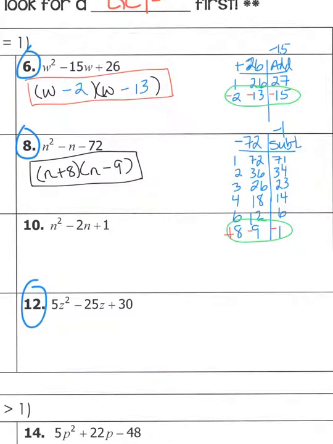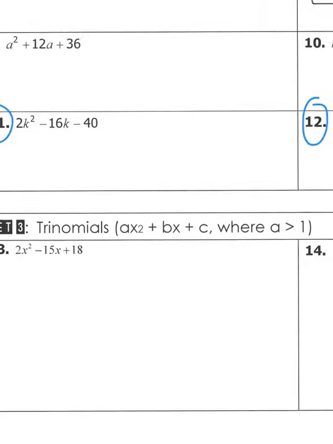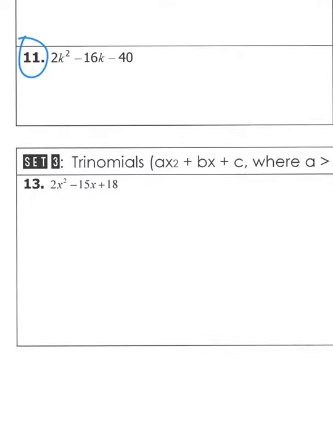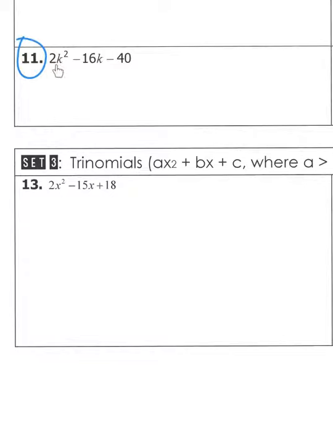All right, so let's tack something onto this. If we look at number 12, this time we have something in front of the k squared, but remember that your very first question always should be, is there a greatest common factor? Because 2, 16, and 40 are all divisible by 2, the whole trinomial does have a greatest common factor, and that factor is 2. So we are going to factor out a 2 and bring that out in front of parentheses.